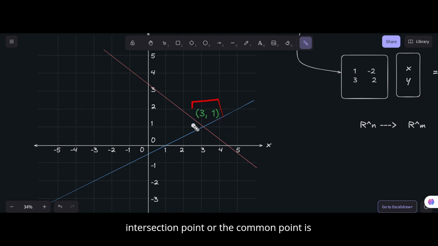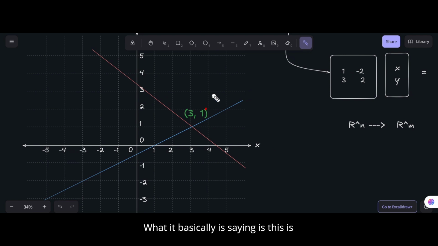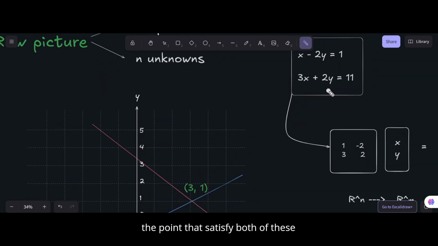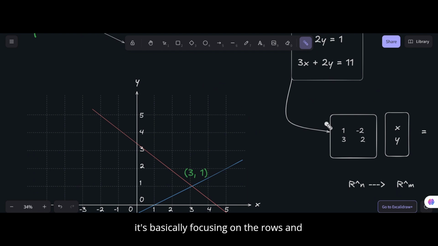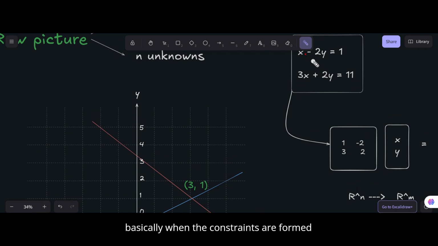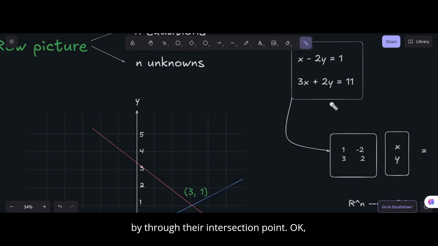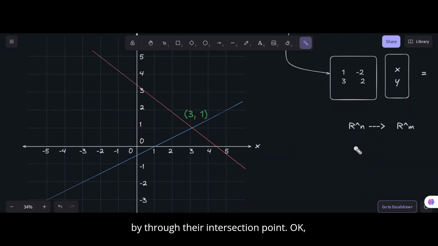Now this intersection point or the common point is what we call the solution of a system. What it is saying is, this is the point that satisfies both of these equations at the same time. In this case this is the only point that satisfies both of these equations simultaneously, and that is why it is known as the row picture, because it's focusing on the rows, the constraints are formed, and then we find the solution through their intersection point.